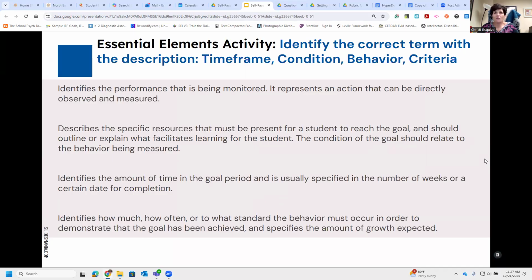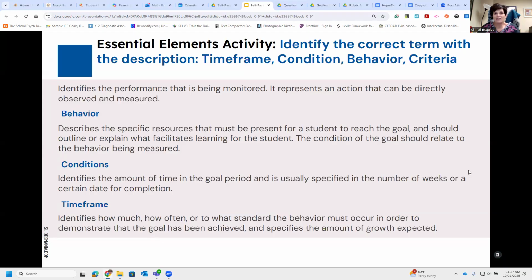What identifies the performance that's being monitored? It represents the action that can be directly observed and measured. That would be the behavior. What describes the specific resources that must be present for a student to reach the goal and should outline or explain what facilitates learning for the student? The conditions do that. What identifies the amount of time in the goal period and is usually specified in the number of weeks or a certain date for completion? That's the time frame.